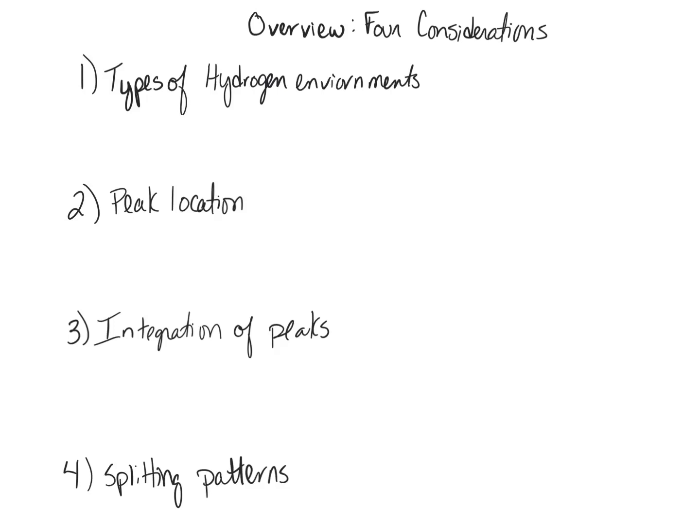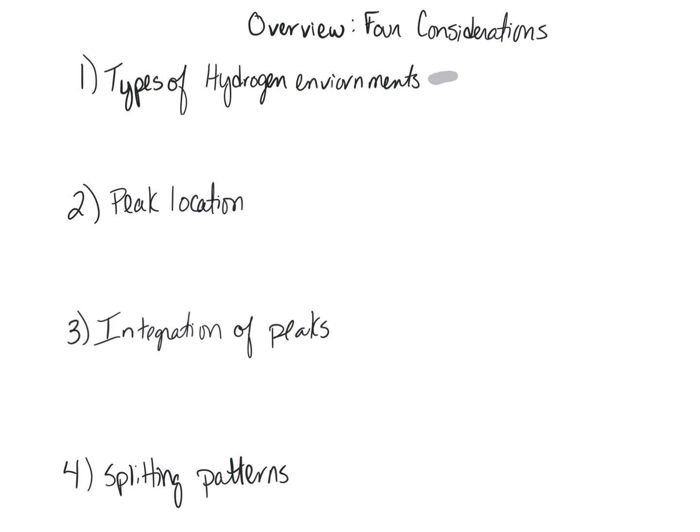So today we're going to talk about H NMR. There are 4 things to consider with H NMR. The first is the type of hydrogen environments. Normally I'd say this is going to lead to the number of peaks. You have to be careful though as to what's defined as a peak, but generally speaking, yes. Each of these is going to define how many peaks we have in the NMR.